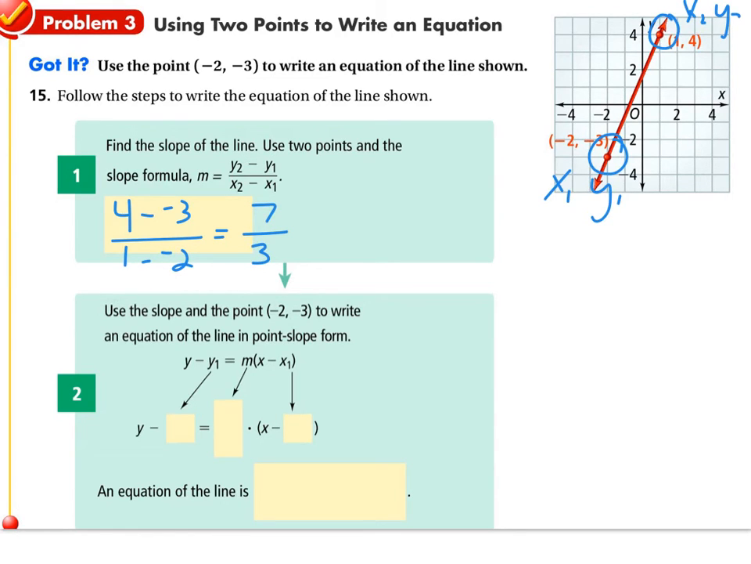And I can use that 7/3 in my point here to write an equation in the point slope form. My y sub 1 is a negative 3. My x sub 1 is a negative 2. 2 negatives make a positive. So my equation is y plus 3 equals 7/3 times x plus 2.